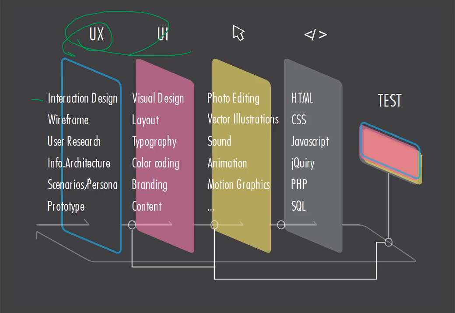The next part, user interface. Okay, user interface is, you can say, it is the muscles and fat and skin added to the bone to your design. As you can see, it is about visual design, layout, typography, color coding, branding, and content preparation.